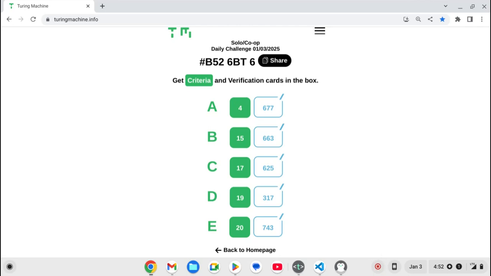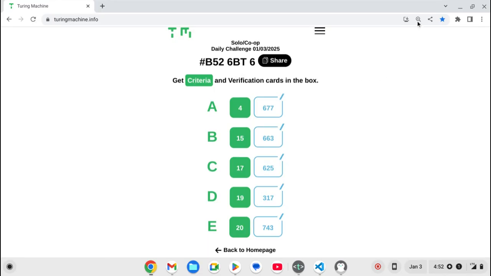Let's begin. Today's January 3rd, 2025, and we're solving the Daily Turing Machine Puzzle. Today's puzzle uses the following 5 criteria cards: criteria cards 4, 15, 17, 19, and 20. And the puzzle uses the blue verification cards. The code above is your way to get more information on today's puzzle by searching the code on turingmachine.info.